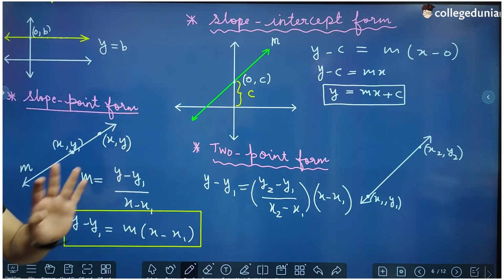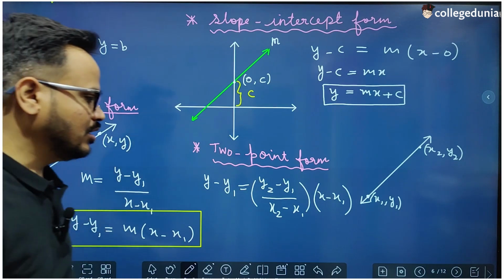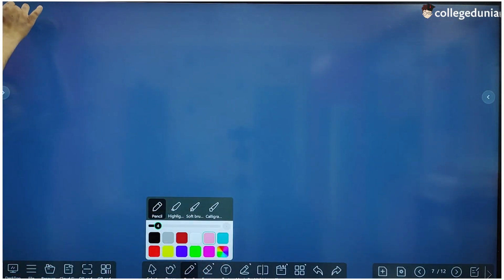Right? So the other forms are just to be said. This is the main form and we are using only this form in every equation. Next form is called the intercept form.